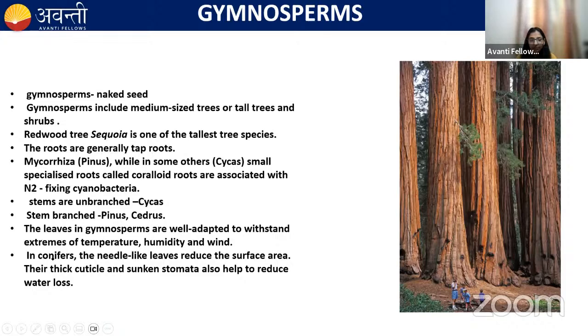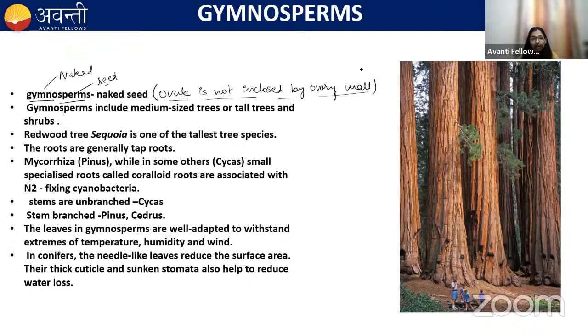Now let's start with the gymnosperm. Gymno means naked, and sperm means seed. So in gymnosperm, you will observe naked seed because the seed or the ovule is not enclosed by the ovary wall. We know that the ovule after fertilization or maturation forms the seed, and the ovary after maturation forms the fruit. But in case of gymnosperm, the ovules are not enclosed by the ovary wall. So here the seeds are naked.